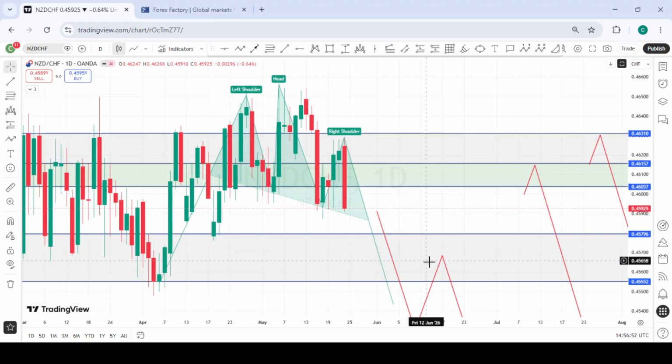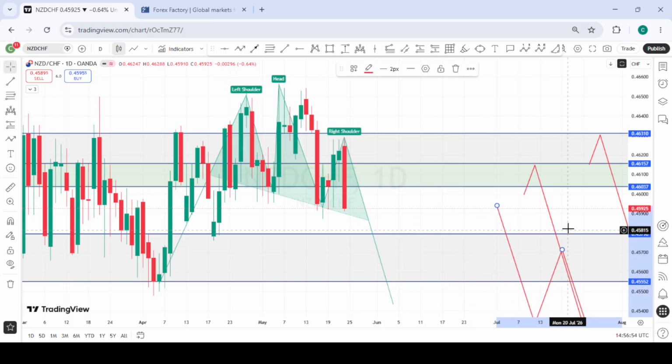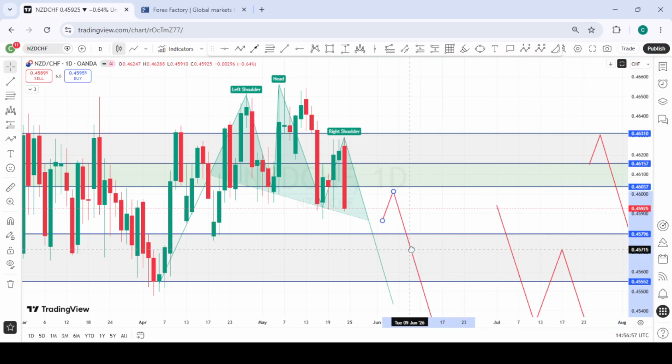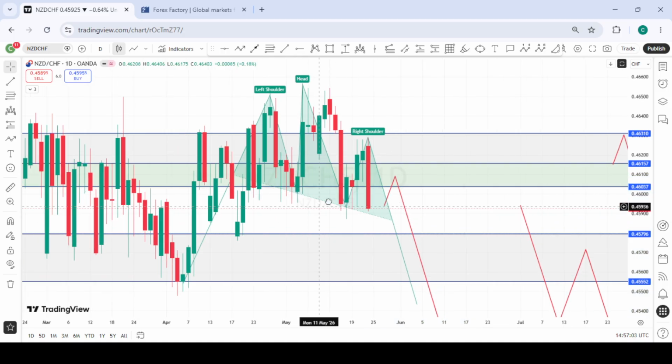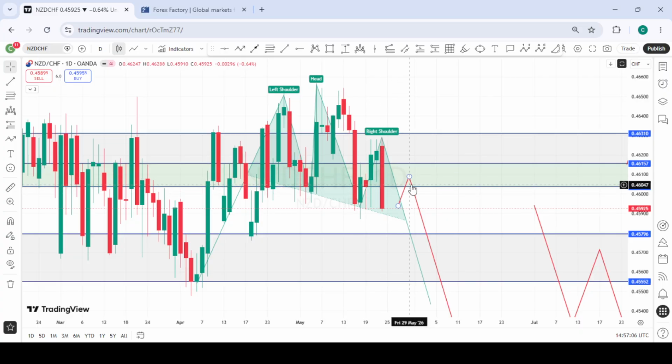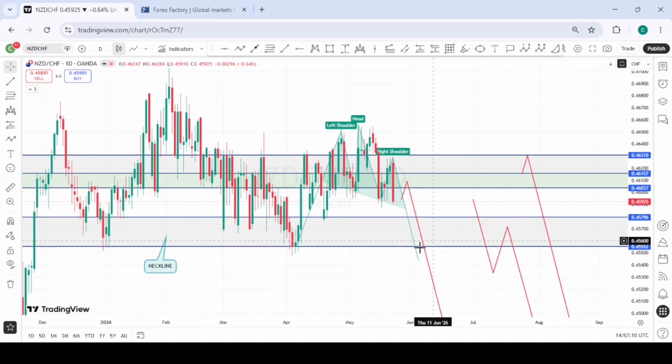So going into next week, we are just going to wait for a possible pullback into this area of interest. We're waiting for a possible pullback into this area of interest or a possible retest of this daily structure points we have here. Then we look for selling opportunities to the downside. So we are very bearish on NZDCHF for the coming week.